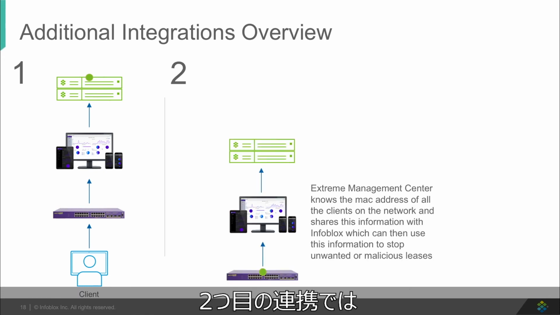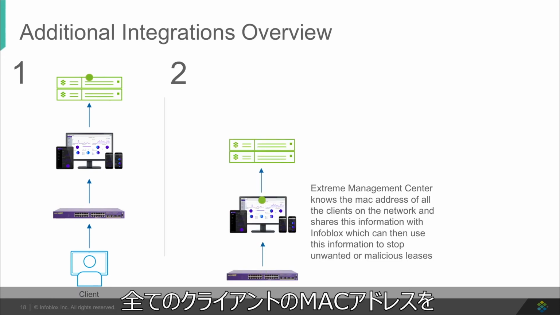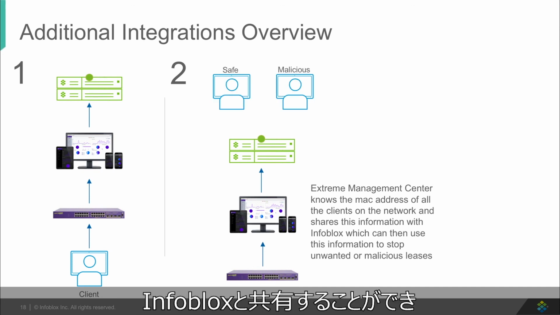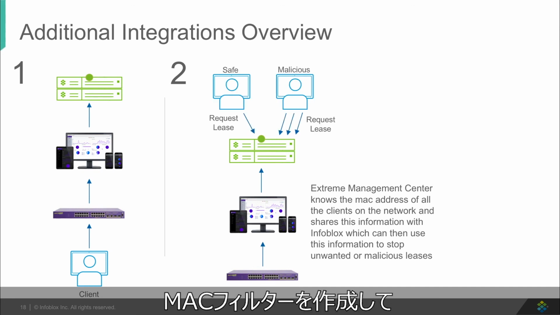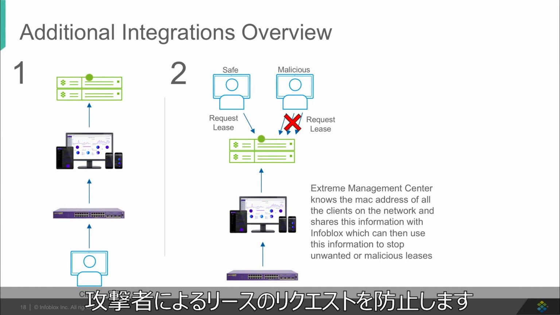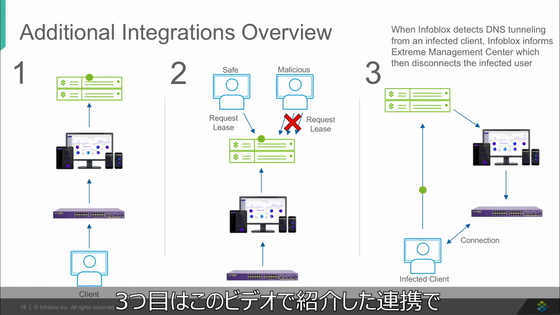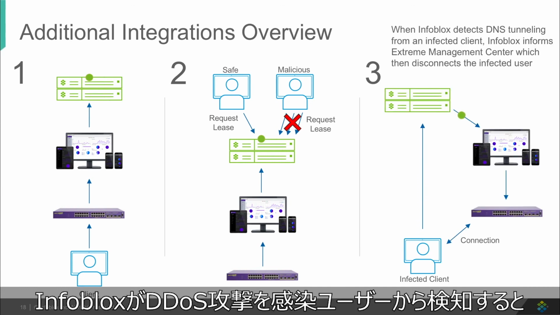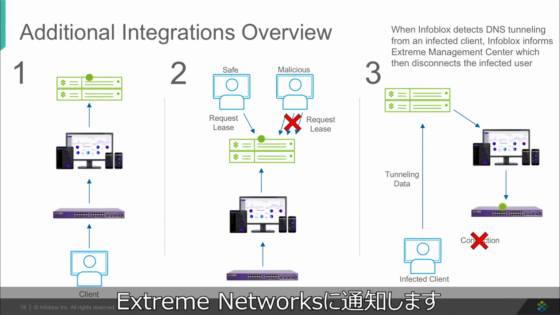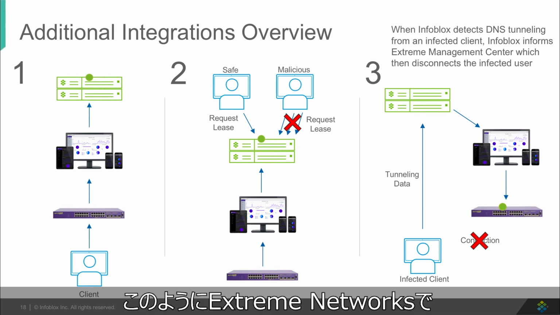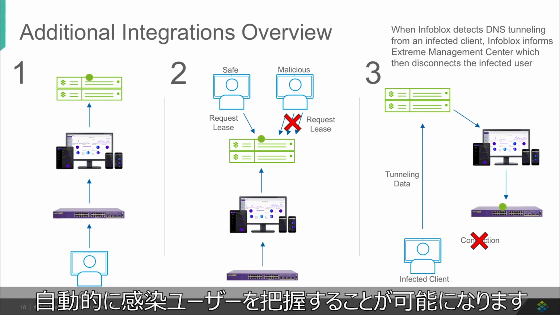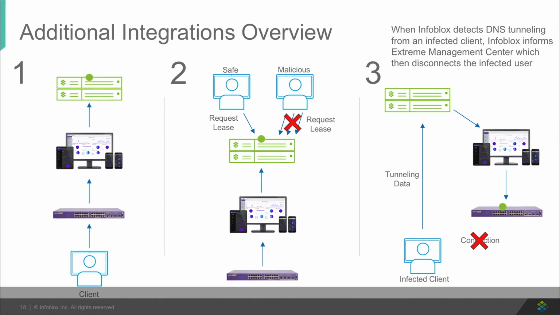The second additional integration allows Extreme Networks to share the MAC address of all the clients with Infoblox in order to create a MAC filter to prevent an attacker from grabbing a lease. Thirdly, with the integration shown in this video, Infoblox can inform Extreme Networks when tunneling or DDoS attacks are detected from infected users. This way, Extreme Networks can disconnect the infected users automatically.